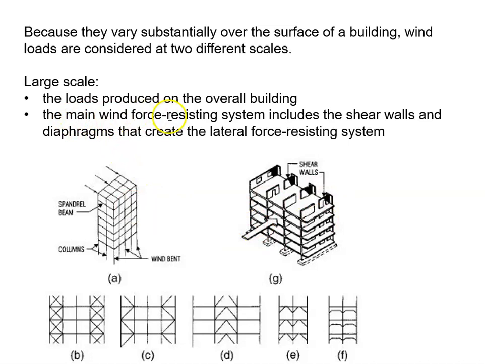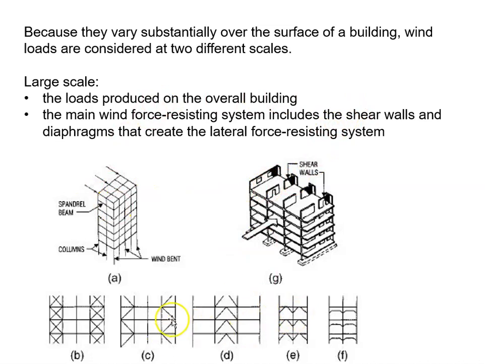The main wind force resisting system includes shear walls and diaphragms that create lateral force resisting systems. So, how to keep our building from falling over. We will circle back to that. We'll actually see that more in our next presentation. I'm just going to leave it at that. We'll dig quite a bit deeper into that.